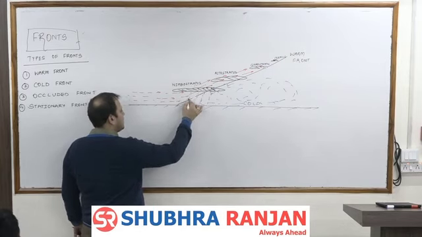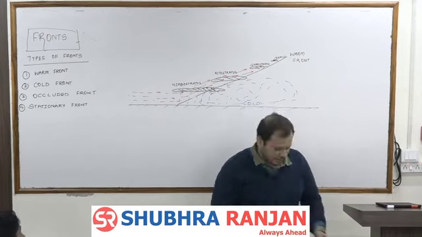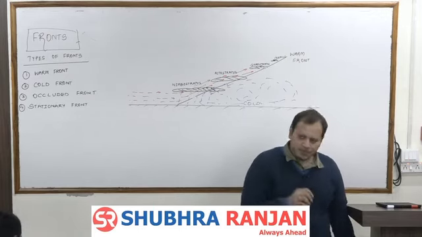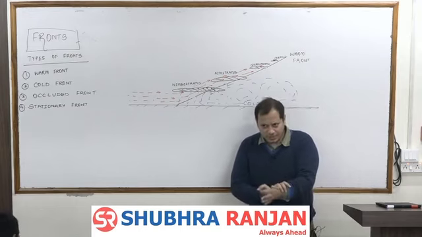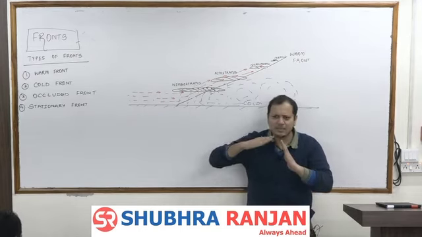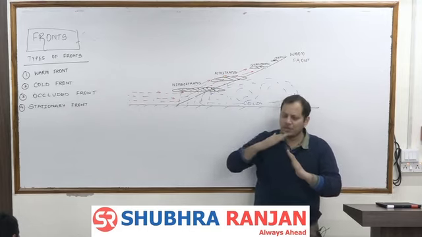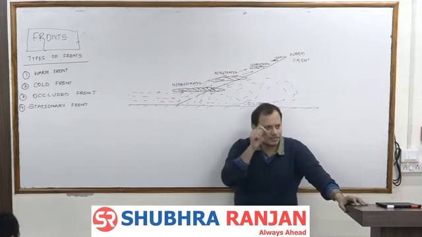But how will the precipitation be? Gentle or heavy? Gentle. With lightning or thunder, or without? Without lightning or thunder. For a longer duration or a shorter duration? For a longer duration, because the air is slowly going upwards. It will occur for a longer duration. So that is the warm front and the conditions associated with it.